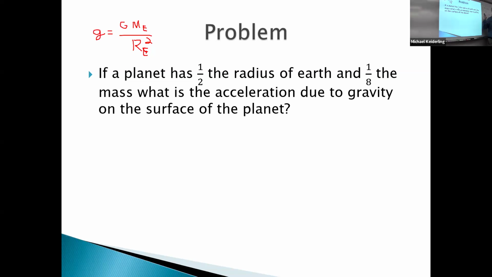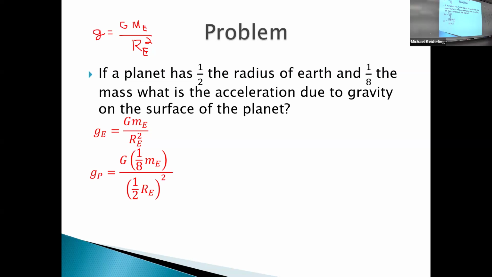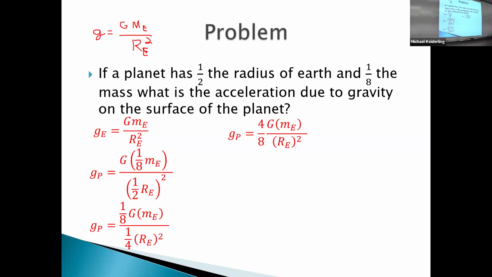So you could plug in the numbers for the mass of the Earth and the radius of the Earth, but you can also do this by just comparing g on Earth. G on Earth is big G times mass of the Earth over radius of the Earth squared. G on this planet is going to be big G times 1/8 the mass of the Earth, because the mass is 1/8 the mass of Earth, divided by 1/2 the radius of the Earth squared. This will come out to 1/8 big G times mass of the Earth over 1/4 radius of the Earth squared, which simplifies to 1/2 big G times mass of the Earth over radius of the Earth squared. So 1/2 of g on Earth.